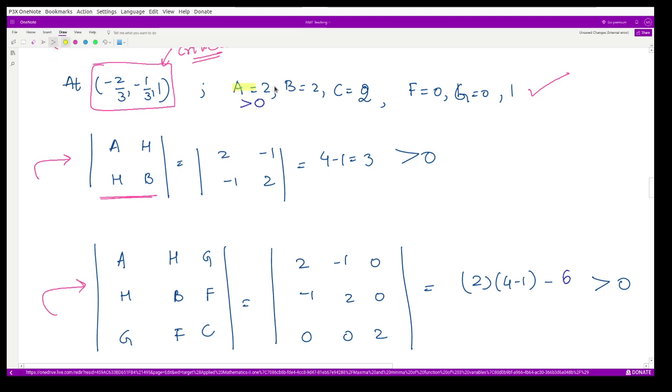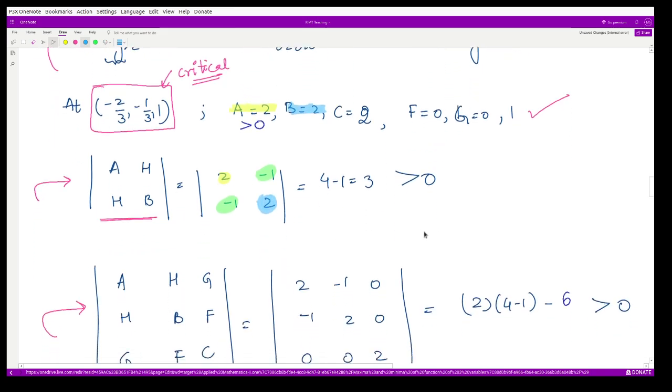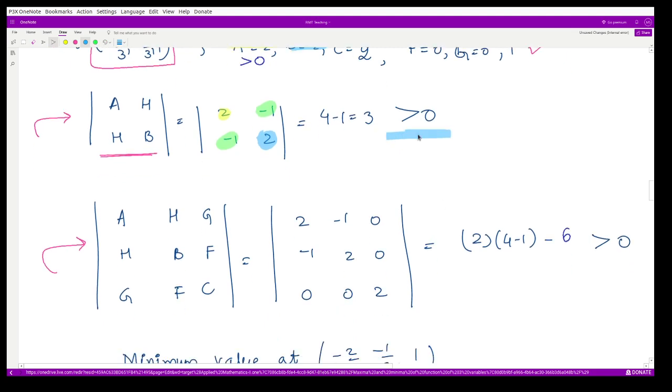The value of A was 2, so this is 2 here. The value of H was minus 1. So using this expression you have the value of H as minus 1, and the value of B is equal to 2, so that means you have 2 here. So you solve this and you obtain the value as positive. Similarly for the third order determinant you obtain the value as a positive quantity.